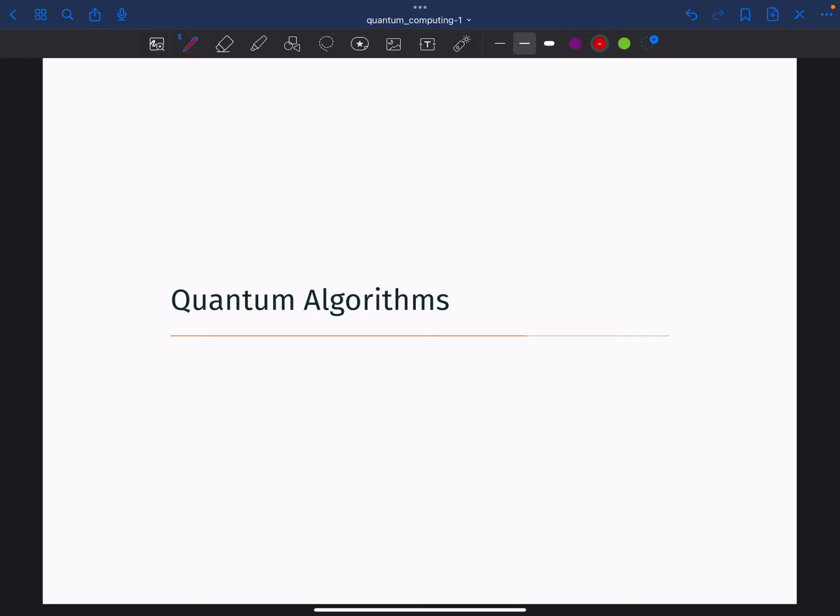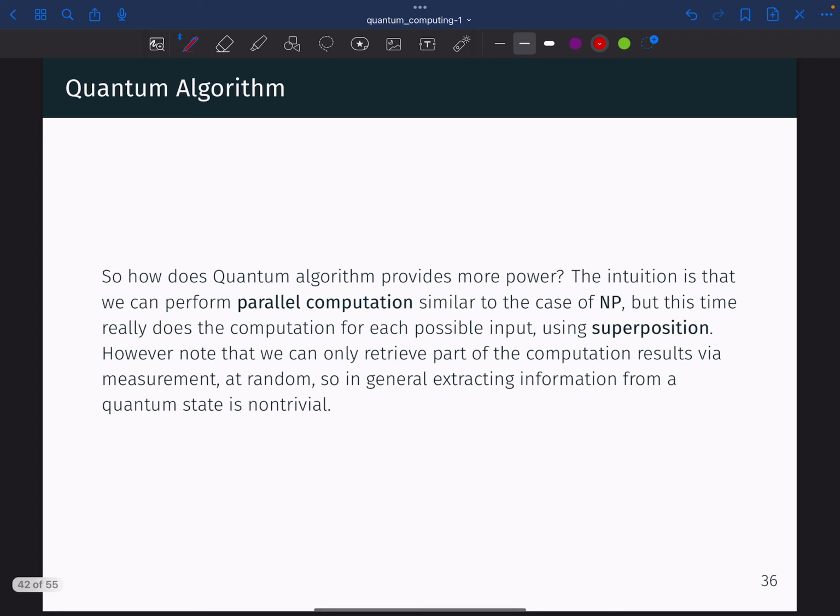Alright, now let's go through some classical quantum algorithms. As mentioned before, how do quantum algorithms provide more power? The intuition is that we can do parallel computations, similar to the case of NP. We've mentioned before that if you have an equal superposition state, you can create this using the Hadamard gate.